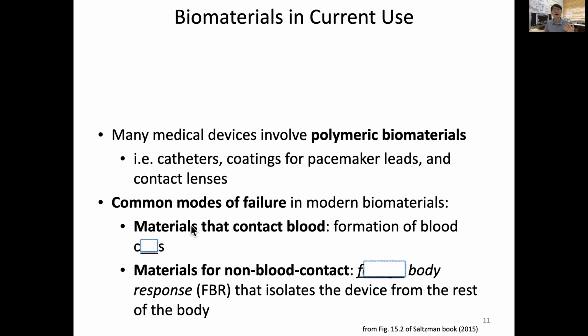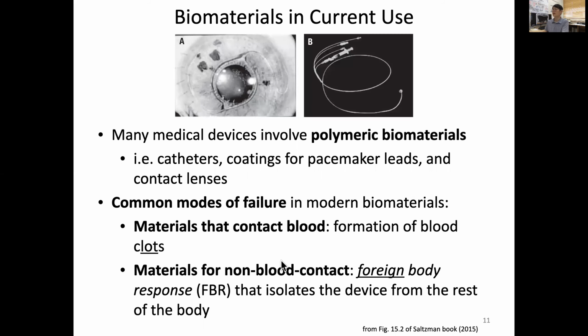Materials that contact blood will form blood clots, which is a common problem and issue. Materials for non-blood contact will experience a so-called foreign body response that isolates the device from the rest of the body. These are examples of polymer biomaterials: polymer lenses for cataract surgery, and these are catheters.